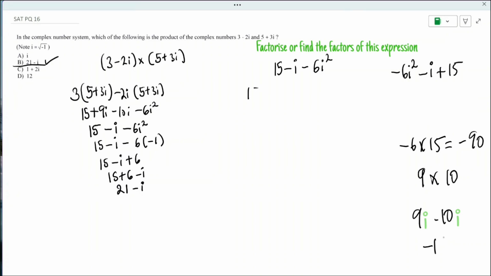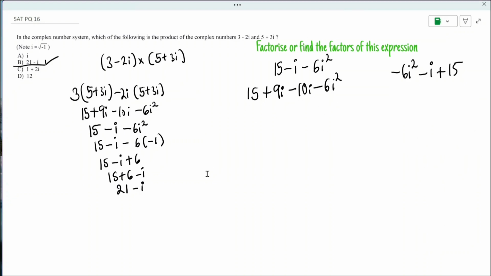So we can have this as 15 plus 9i, then you take negative 10i minus 6i squared. You've replaced negative i with plus 9i minus 10i. If you add them together, you get negative i. And if you take their coefficients, that's the number each of the i's carry, which are plus 9 and minus 10, and you multiply them together, you get minus 90, which is the same as the product of 15 times negative 6. Hope you are understanding the puzzle in factorizing.